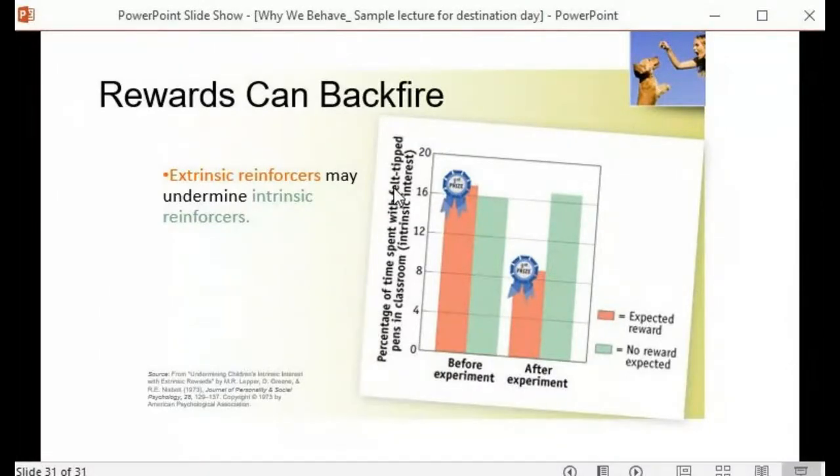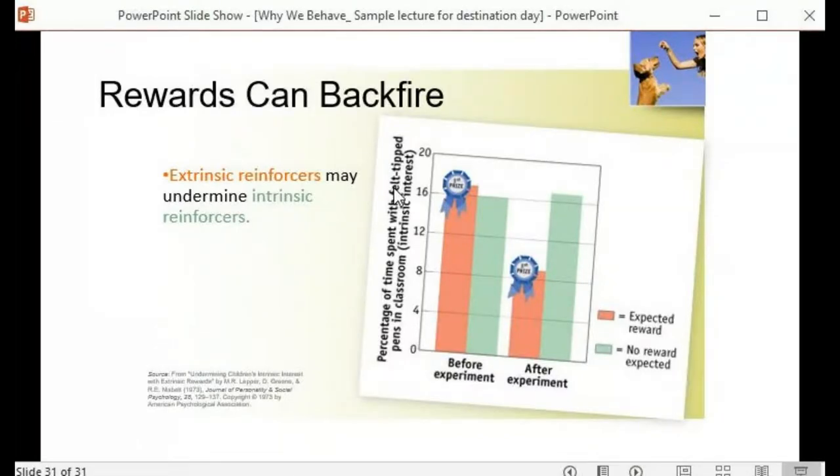Now, our last thing to talk about is this notion that sometimes rewards can backfire. And that happens when, if you read this, it says extrinsic reinforcers may undermine intrinsic reinforcers. So let's talk about this experiment they did because it's actually pretty interesting. They had a bunch of children and there were these really cool felt tip markers, okay?